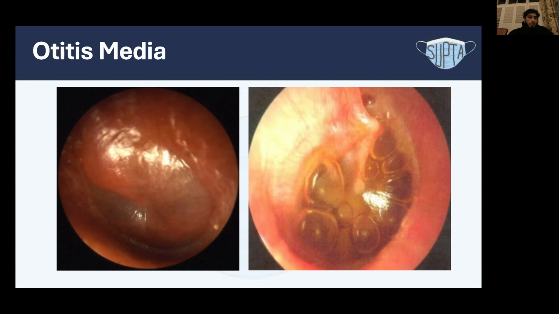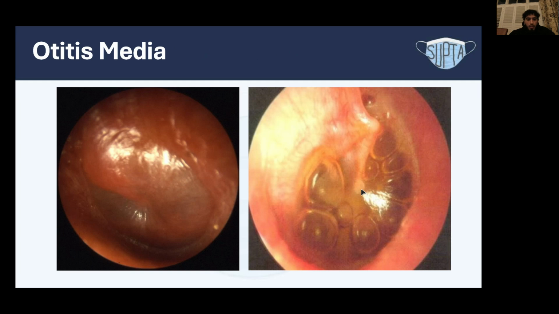So if we have a look at the picture on the left, this is what we'll see in otitis media. Quite angry, but we have a bulging picture. We can see that the umbo is depressed, and then we have bulging around that. OME, so otitis media with effusion, the tympanic membrane is sucked in, and we can tell that because the bones are protruding a bit here.